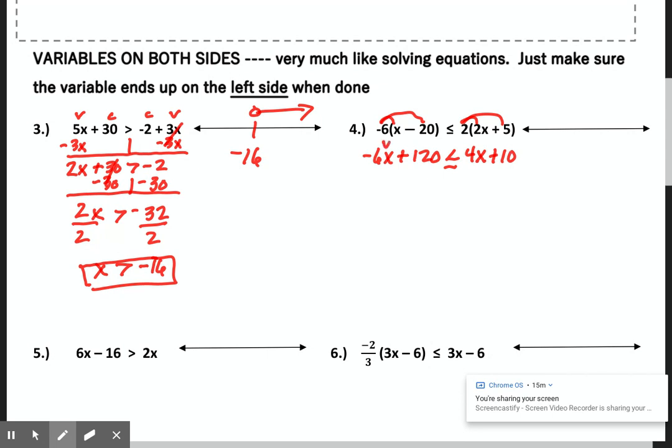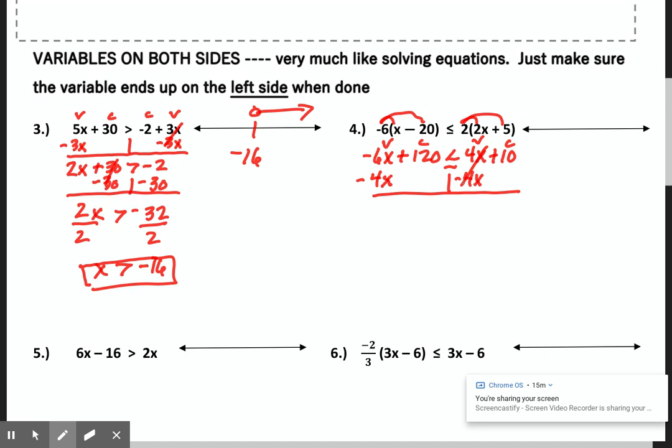So we've got a variable term and a constant on the left side. We've got a variable term and a constant on the right side. So again, it doesn't matter what you do, but I like for you to get in the habit of solving with your variable on the left side, so it makes it a little bit easier in graphing on the number line. So what we're going to do is eliminate the 4x on the right by subtracting 4x from both sides. And make sure that you line up your like terms.